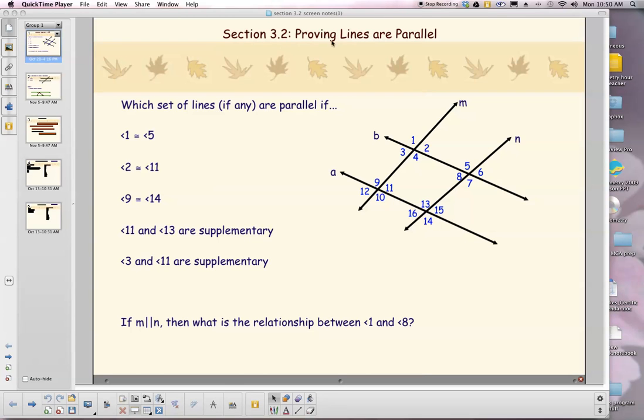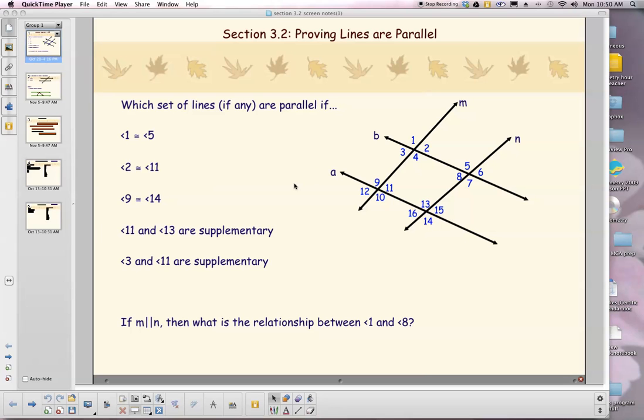This lesson is on section 3.2, proving lines are parallel. In the last section, we learned about lines being cut by a transversal, and we talked about alternate interior angles, alternate exterior angles. In this case, what we're going to do is, if we know that two angles are congruent or are supplementary, which lines have to be parallel based on that information.